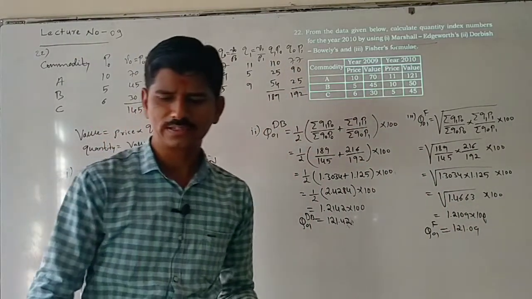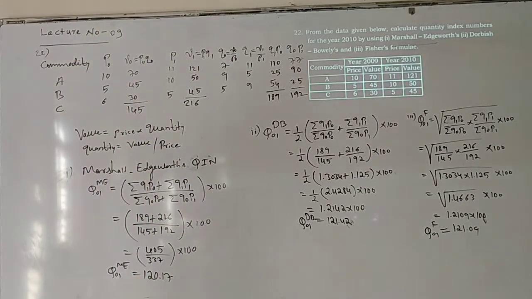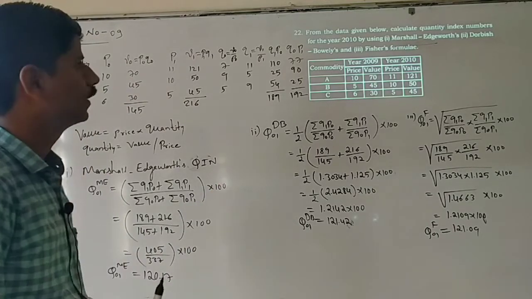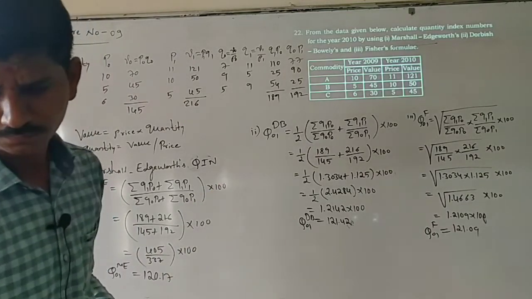So what is the Fisher's quantity index number? It is the geometric mean of Laspeyres and Paasche's quantity index numbers. Okay, it is our 22nd problem solution.